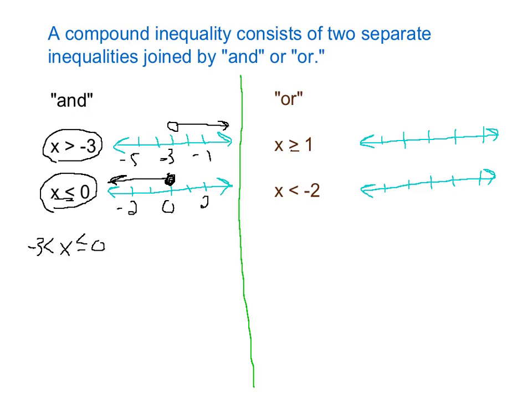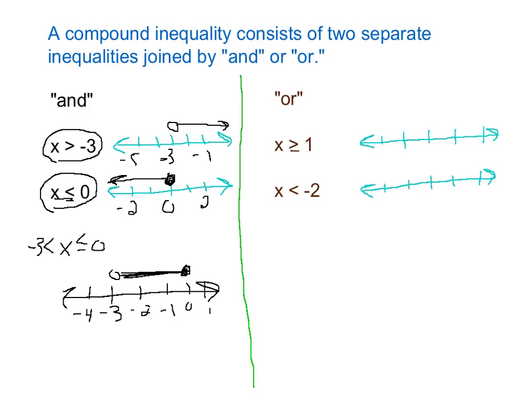And if you were to graph it, you put them both on the same number line. So let's say this is -4, -3, -2, -1, 0, +1. Okay, so I'm going to put them both on the same number line and see where they overlap. So x has got to be greater than -3. So I'm going to put a point there. x has got to be less than or equal to 0, and it's everything in between.